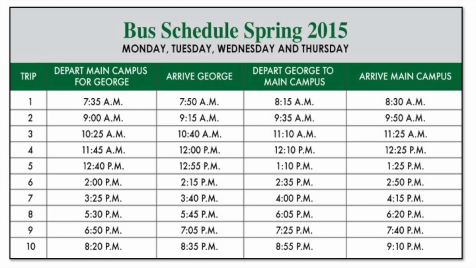Now here we have a timetable, bus schedule, spring 2015. So you can see the different places that the bus will go at the different times. Depart main campus. Arrive George. Depart George. Arrive main campus. And you can see the trips all the way from 1 to 10 with the different times. So now let's practice reading this timetable.